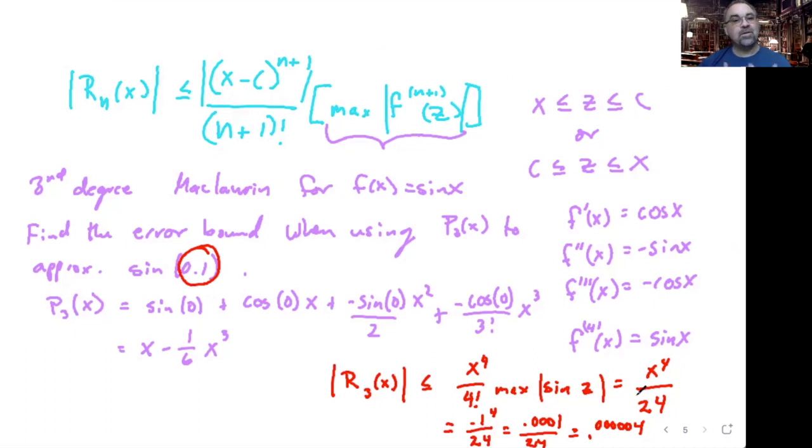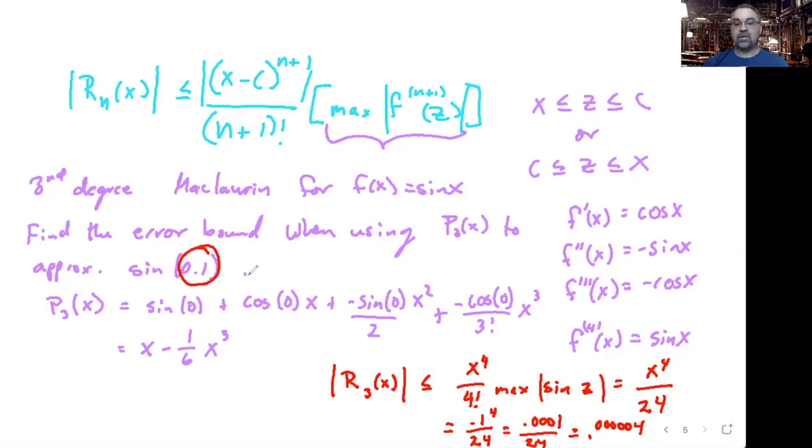So you don't need a whole lot of terms. Again, stay close to the center of your polynomial. Sine of 0.1 is pretty close to sine of 0, where we centered it. So we're going to be pretty close when we make the Maclaurin polynomial, as long as we stay close. If this were to go further away, x would increase, and notice that would increase the error bound.